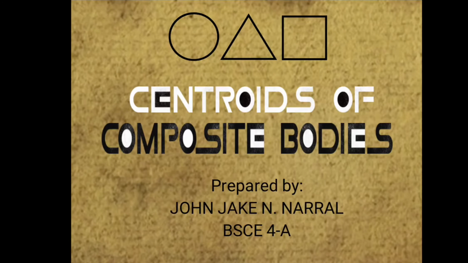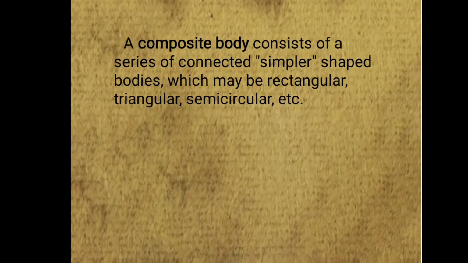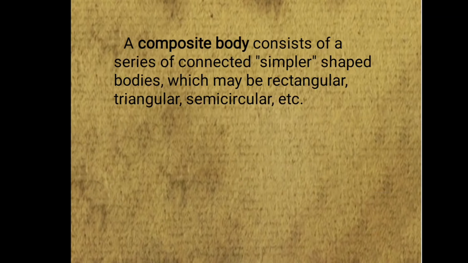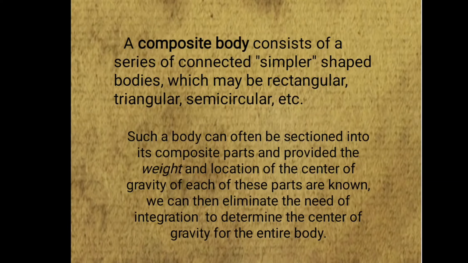Let's first define what a composite body means. A composite body consists of a series of connected simpler shaped bodies which may be rectangular, triangular, semicircular, etc. Such a body can often be sectioned, or divided, into its composite parts. Provided the weight and location of the center of gravity of each of these parts are known, we can eliminate the need for integration to determine the center of gravity for the entire body.